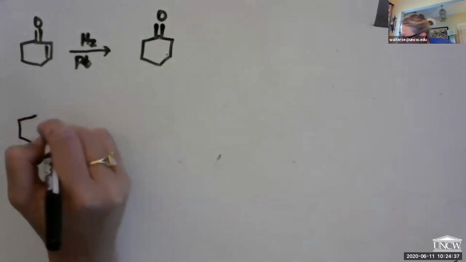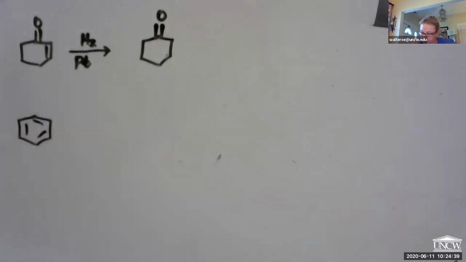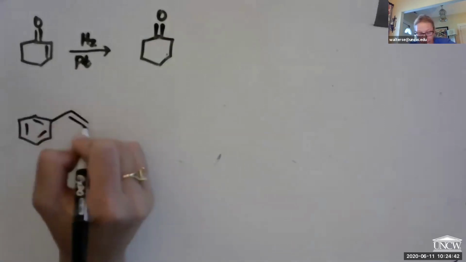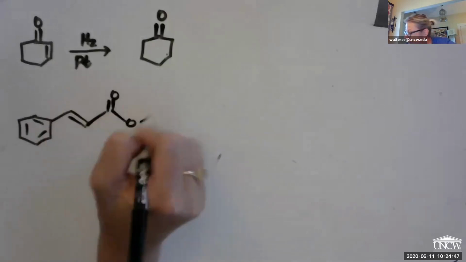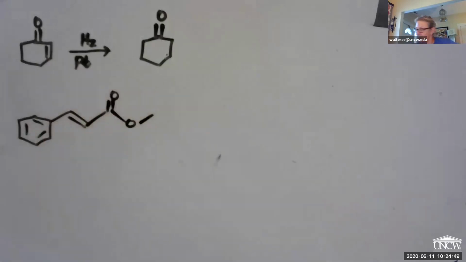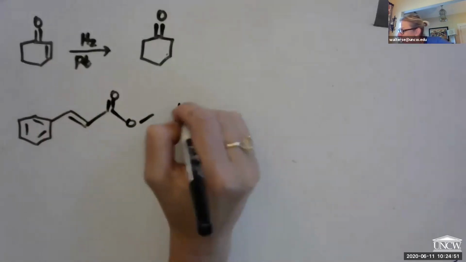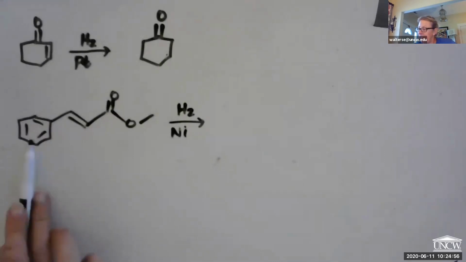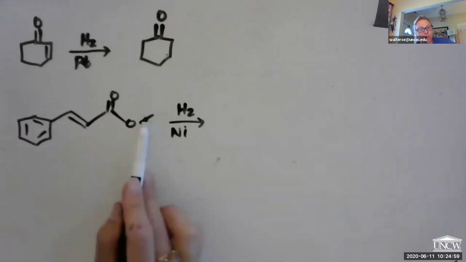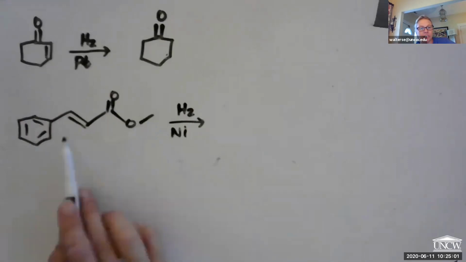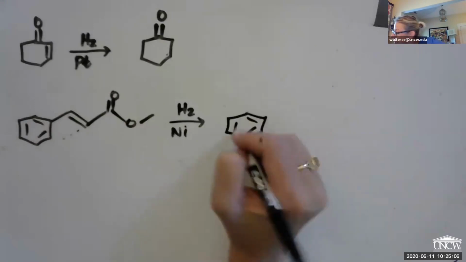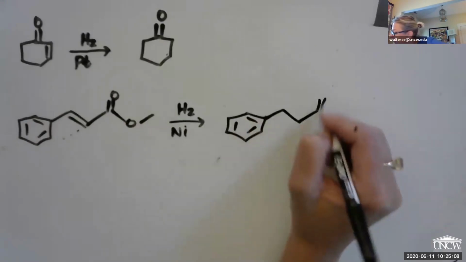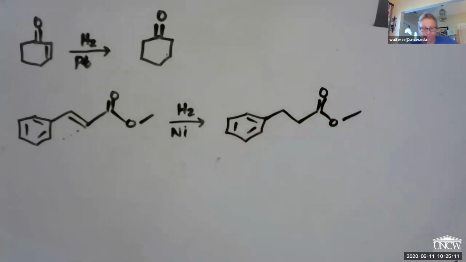So let's say here we have a benzene ring, an alkene, and then an ester. And we do this reaction, hydrogen over nickel. We can't do reactions on benzene. We don't do reactions on esters. The only thing you can do is a hydrogenation at the alkene.